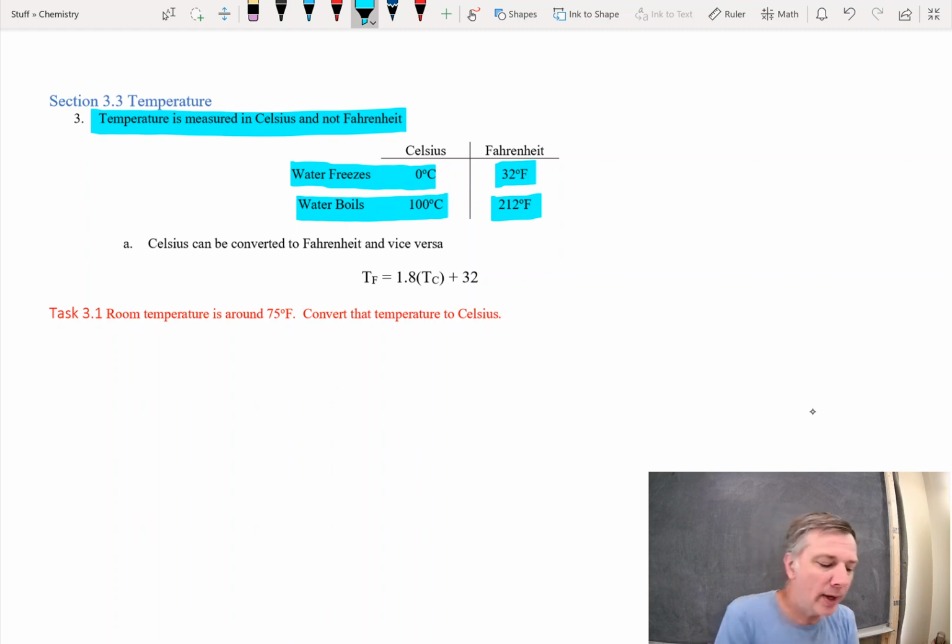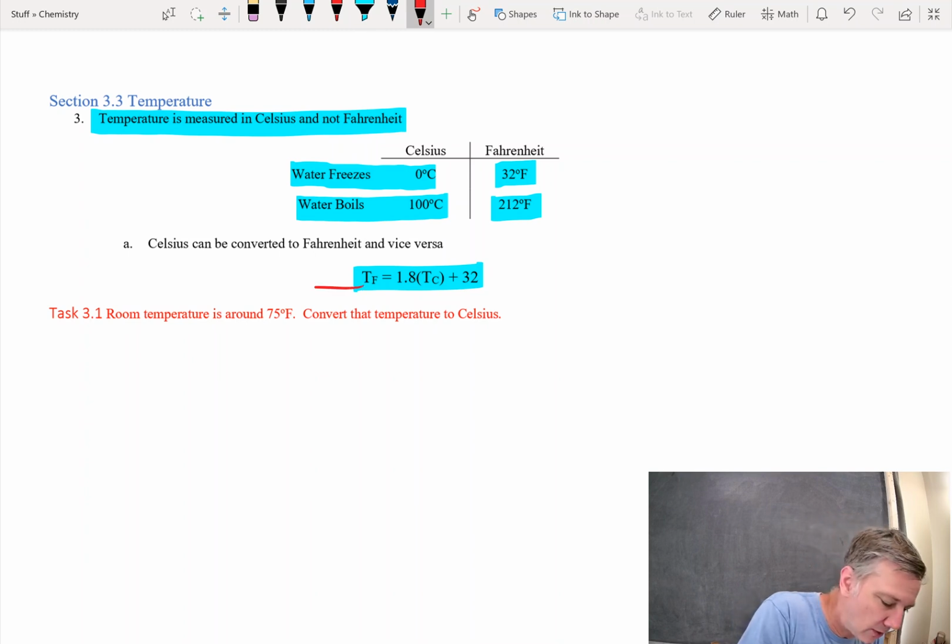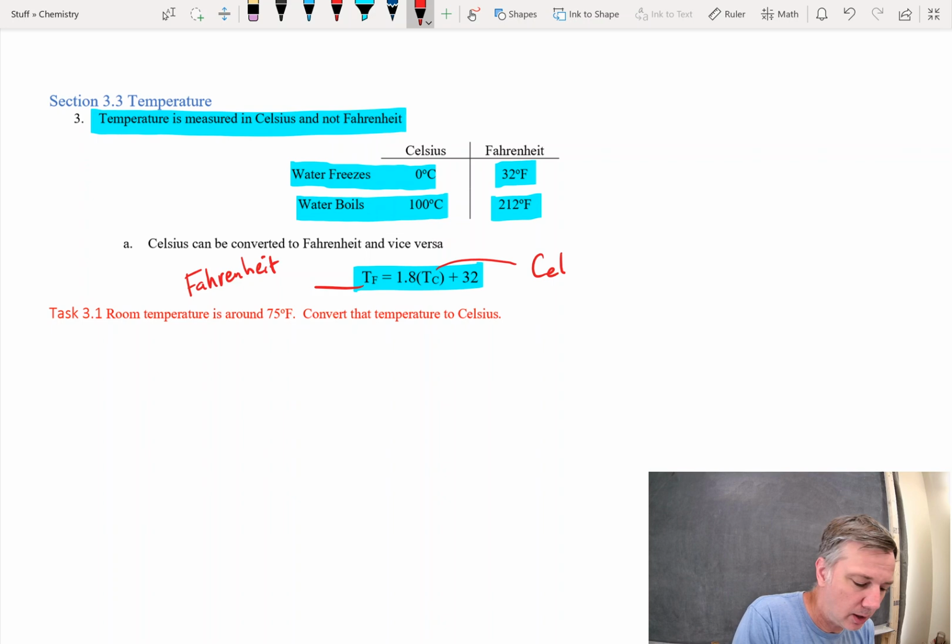We can convert from Fahrenheit to Celsius by using that equation. TF, that's the temperature in Fahrenheit, TC is the temperature in Celsius.